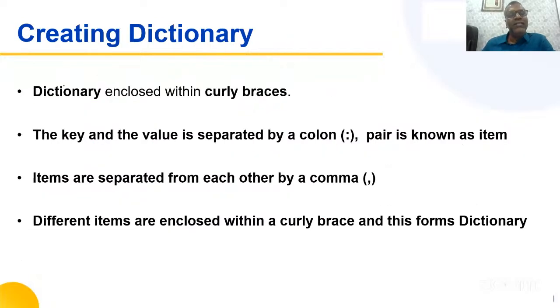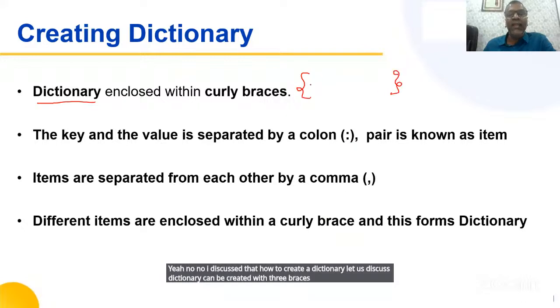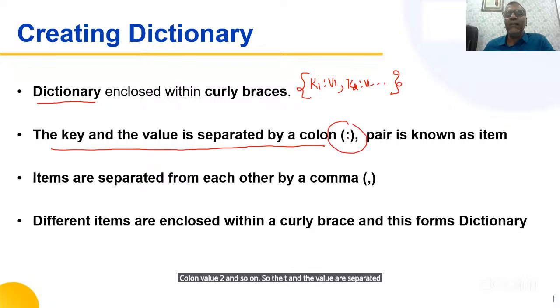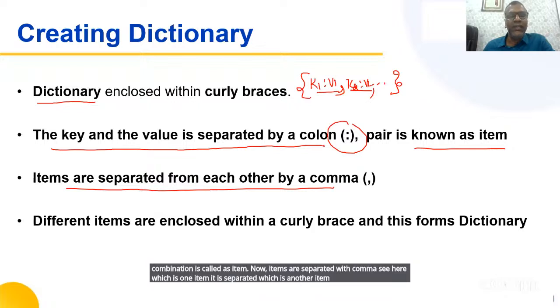Just now I discussed how to create a dictionary. A dictionary can be created with curly braces. Then we store the data in the form of key1 colon value1, comma, key2 colon value2, and so on. The key and the value are separated by a colon. The combination is called an item. Items are separated with a comma. See here, this is one item, and this is another item, separated with a comma. Like this, different items are used to create a dictionary.